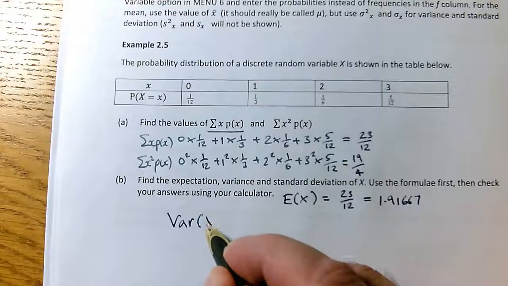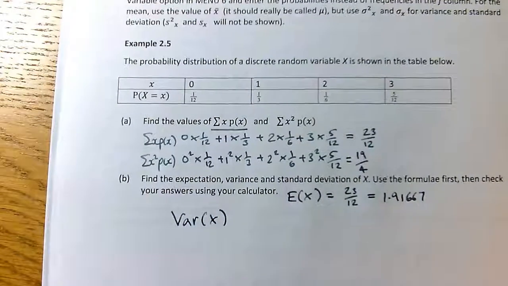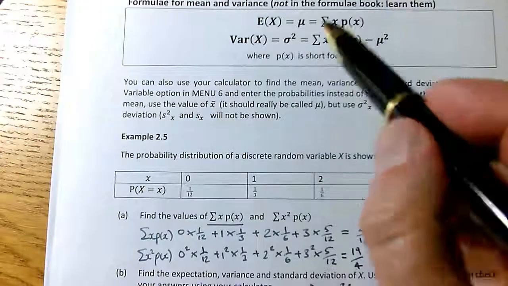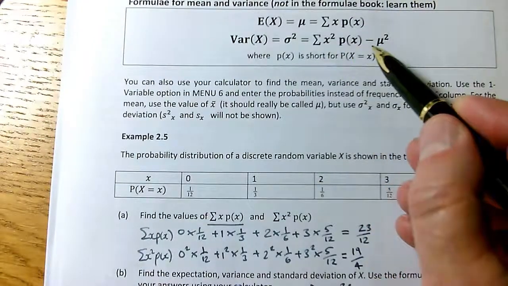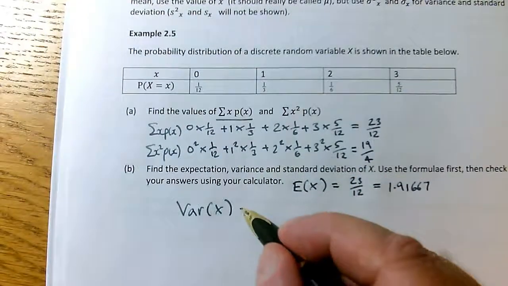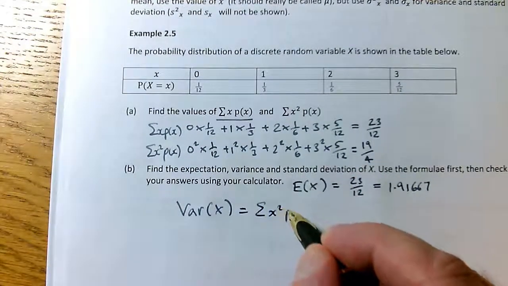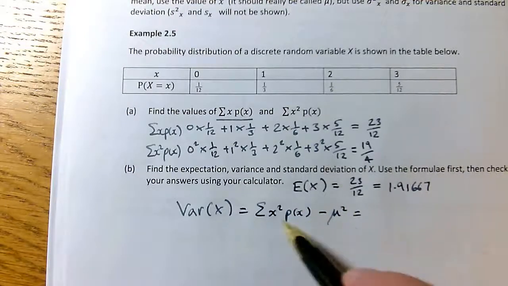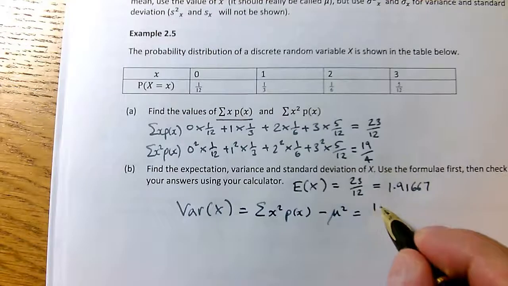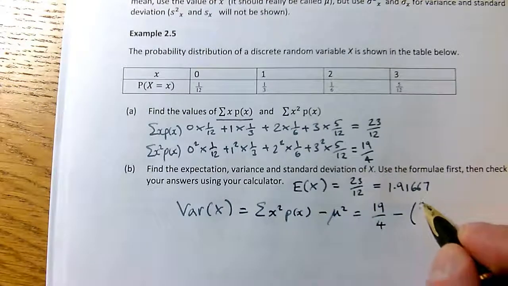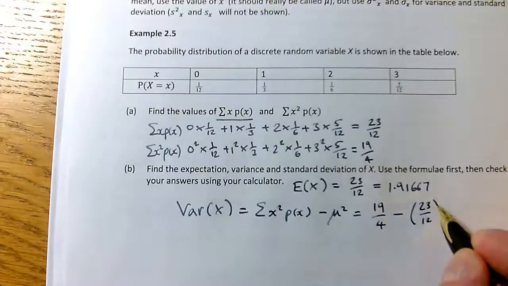So I've got a formula for the variance of x. Once again, you have to learn it. So the formula for the variance, yes, it's got sigma x squared p of x in it, but it's then got minus mu squared. So my variance is sigma x squared p of x minus mu squared, which is going to be, well, sigma x squared p of x is this 19/4. Okay, and then I need to do minus my mu, which is 23/12 squared.